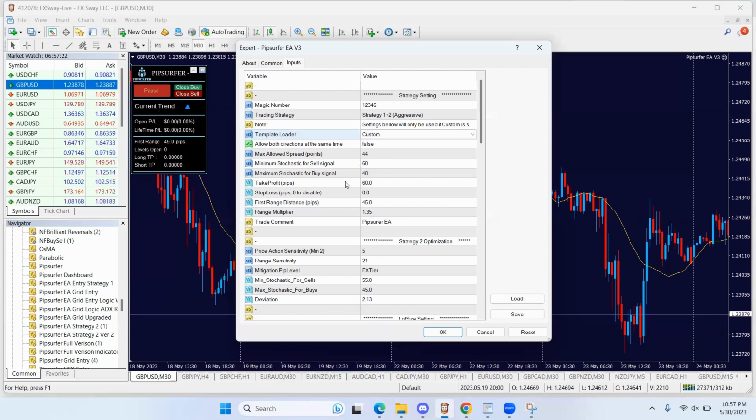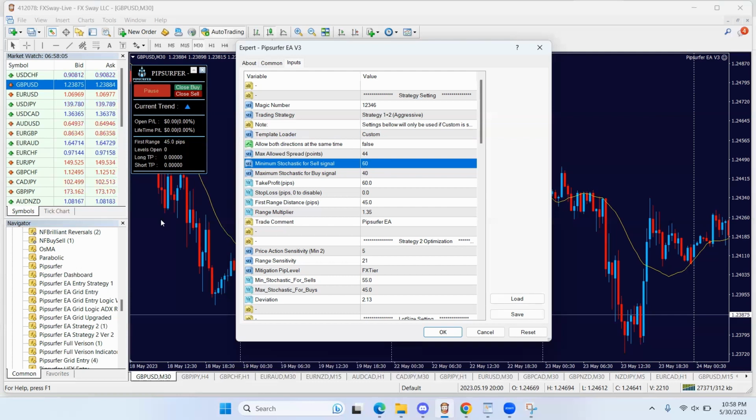Now, the minimum stochastic signals for buy and sell is where, for strategy 1, it's going to filter out trades. So stochastic is one of the many conditions that strategy one has within its trading algorithm. And you can make strategy one more conservative by increasing how high or overbought a pair has to be before looking for a sell trade, or decreasing how oversold a pair has to be before looking for a buy trade.